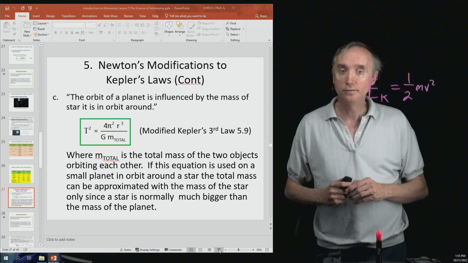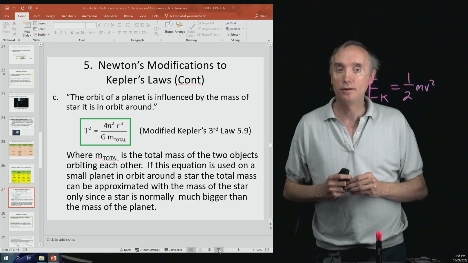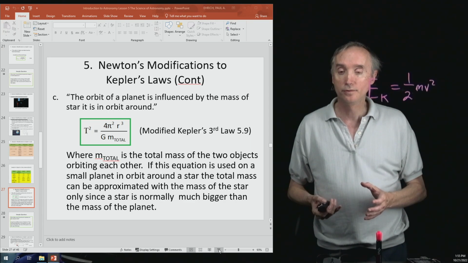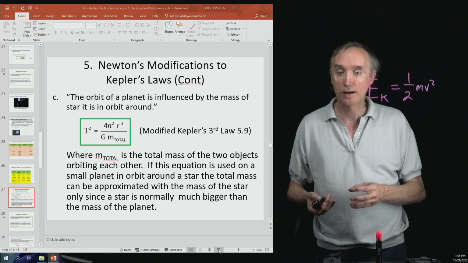Okay, let's stop here, and when we come back, we're going to talk about another finding that Newton made about astronomy.